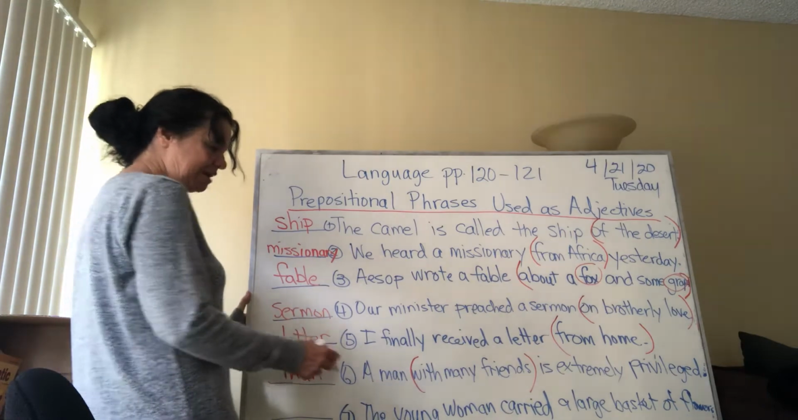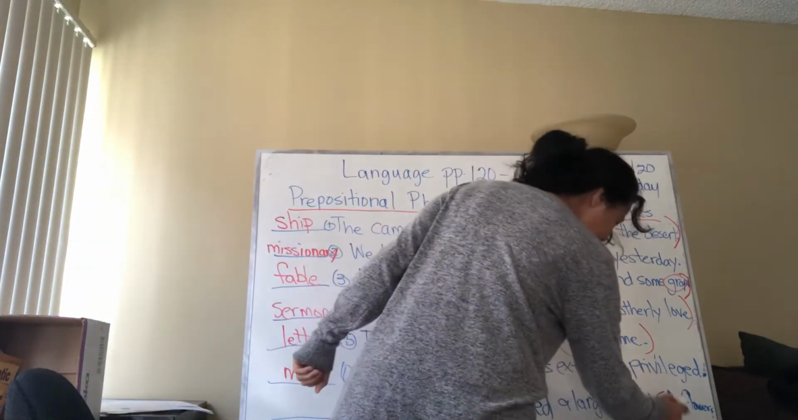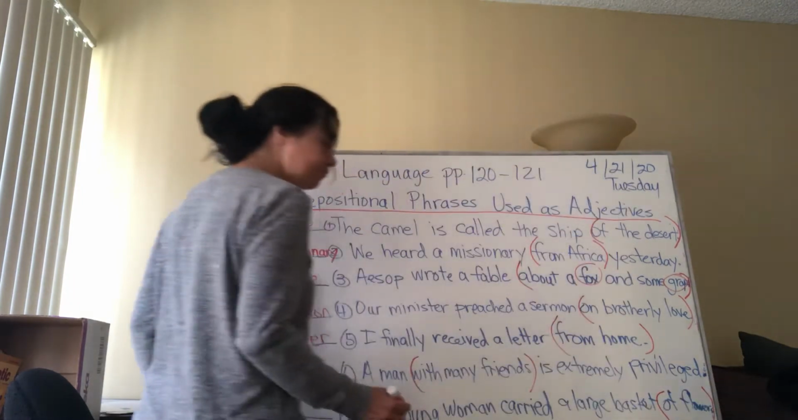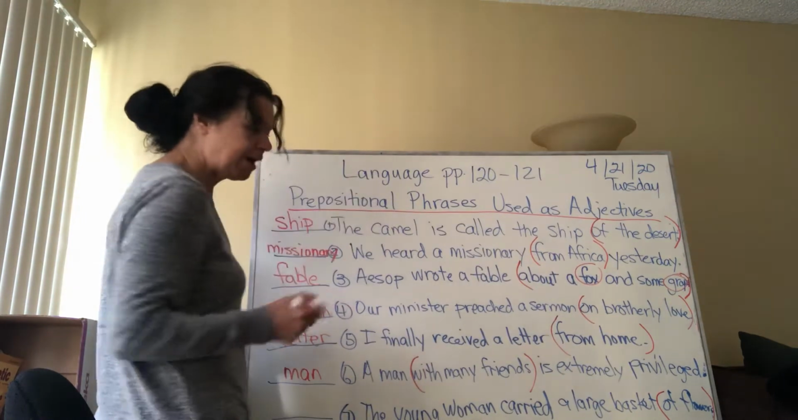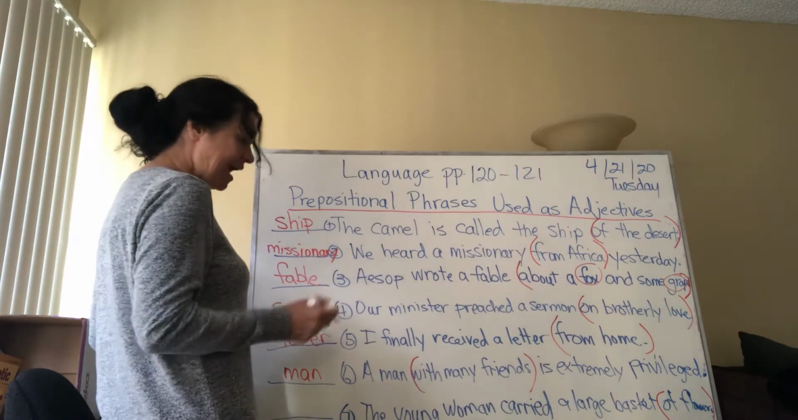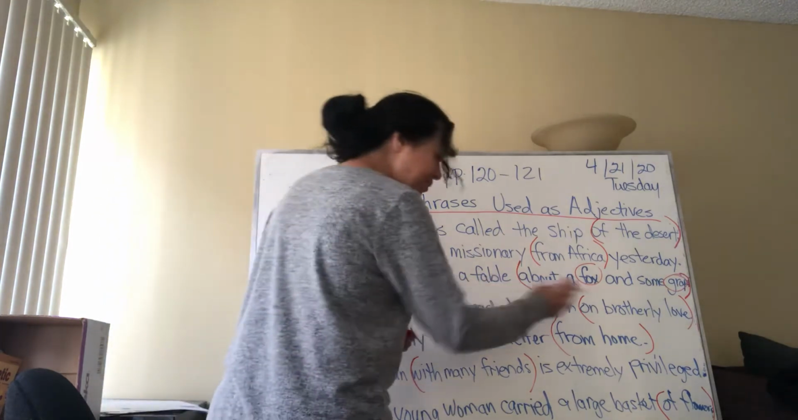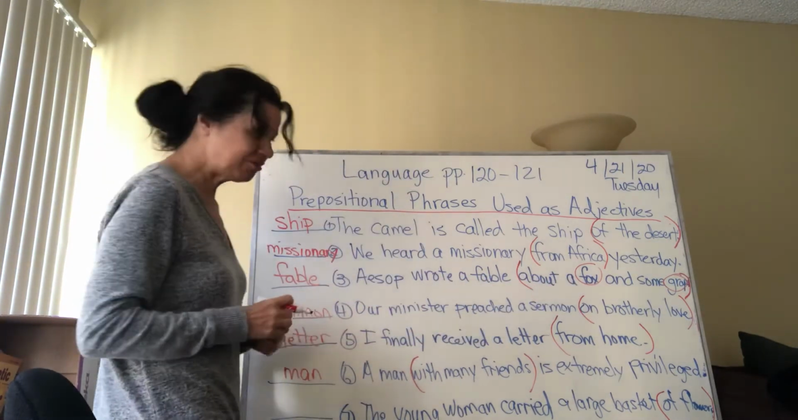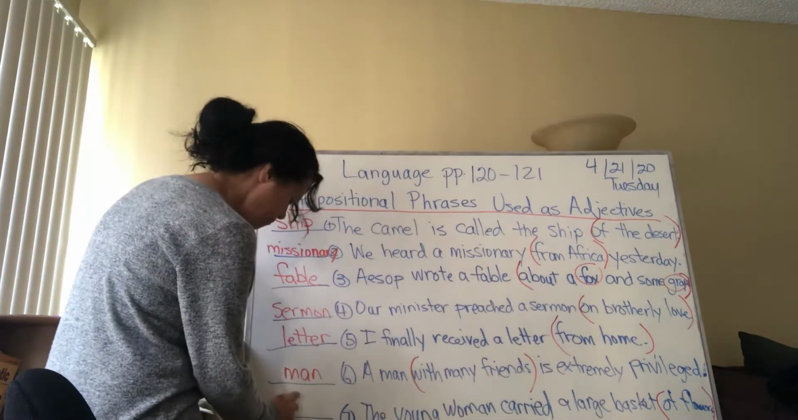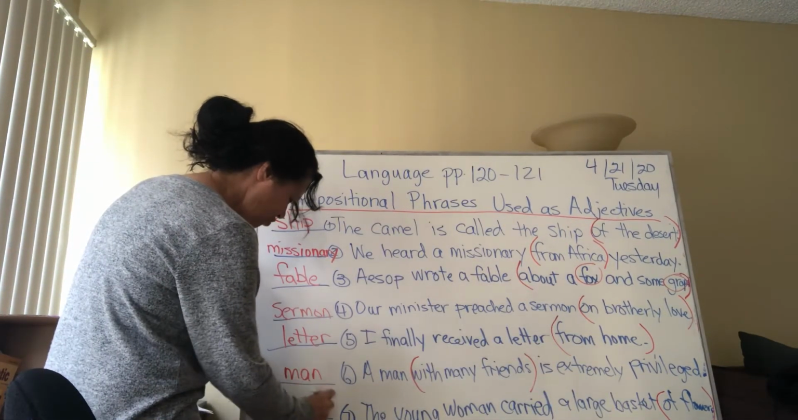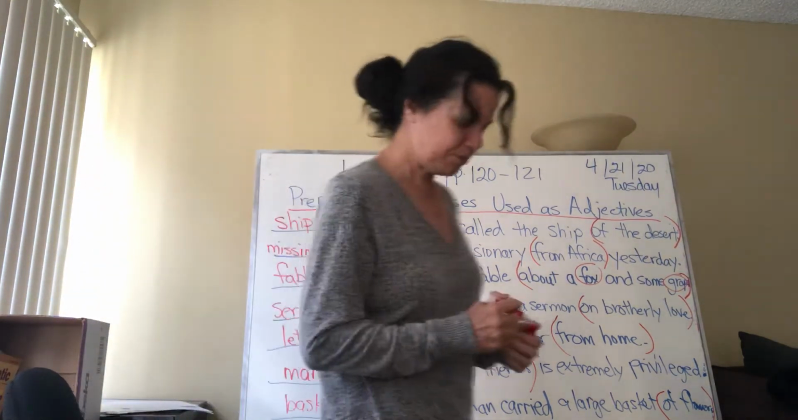Number 7, a young woman carried a large basket of flowers. I see my prepositional phrase is of flowers. Okay, of is my preposition, flowers is my object, and what about of flowers? What noun is that prepositional phrase used as an adjective modifying? And it is basket. So you write basket in the blank. I think you can see that down there.